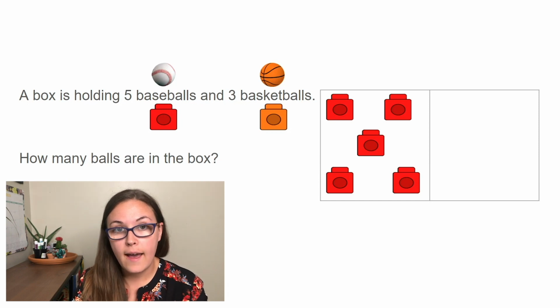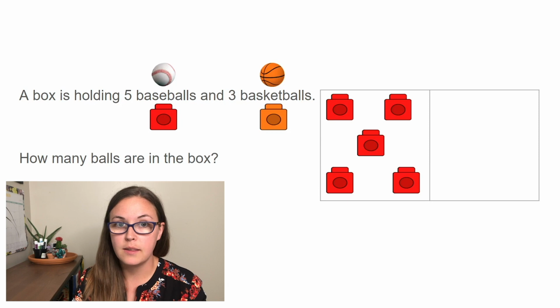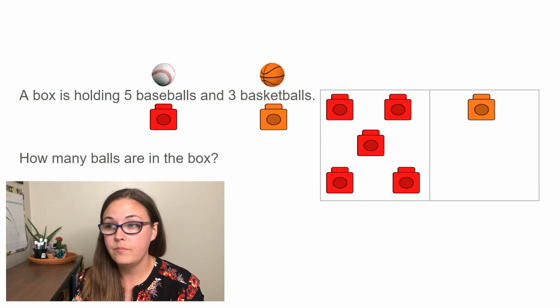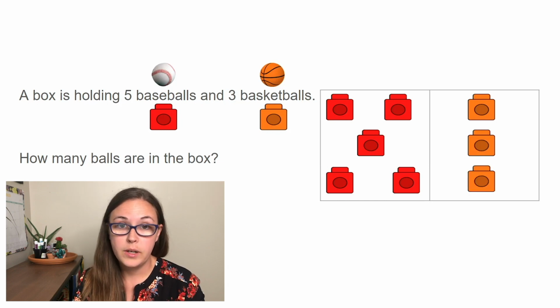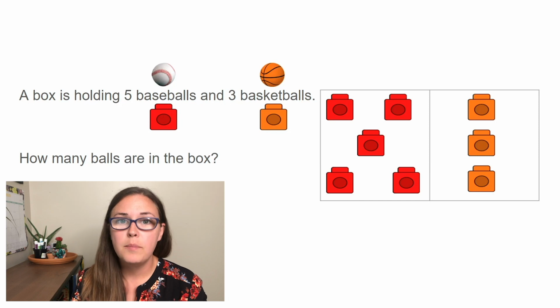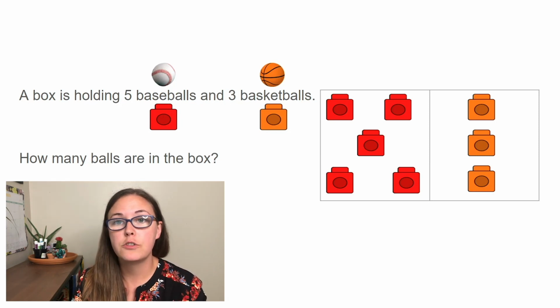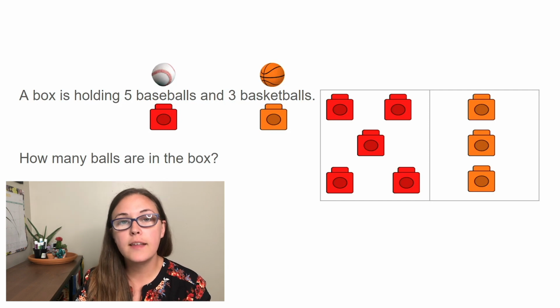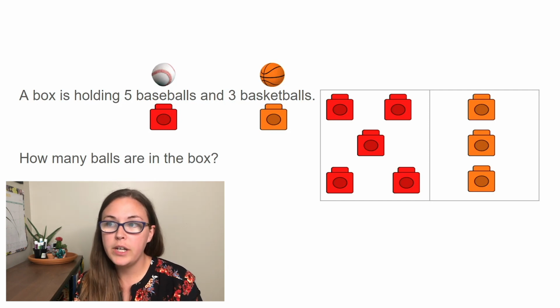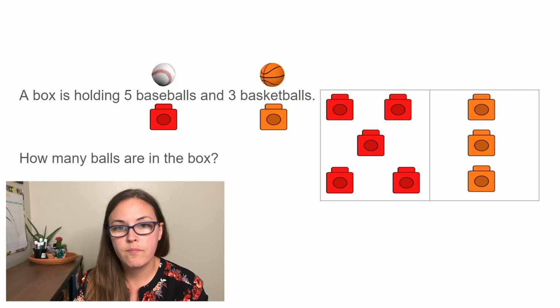So on the right half of your part whole map, I'd like you to place 3 objects that represent the basketballs. We'll count my cubes together. 1, 2, 3. Make sure your part whole map matches mine. You should have 5 objects on the left half and 3 objects on the right half.